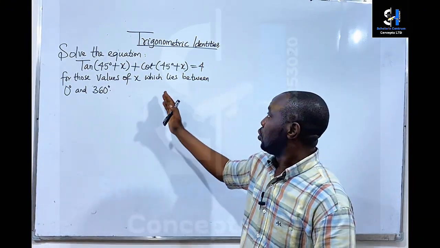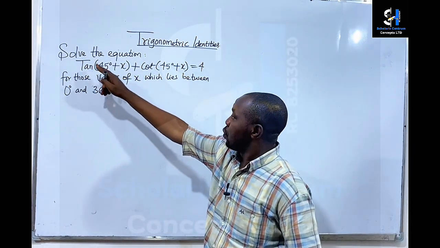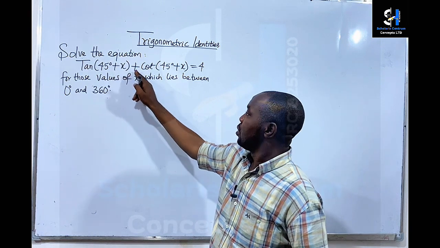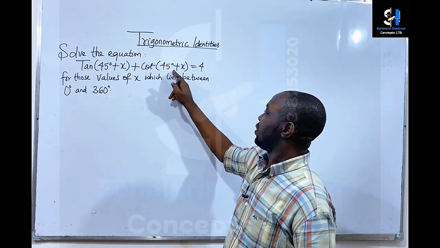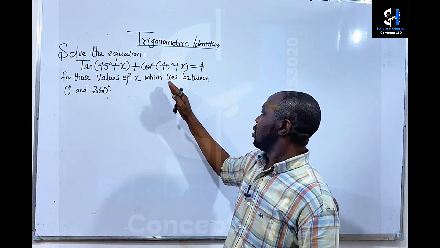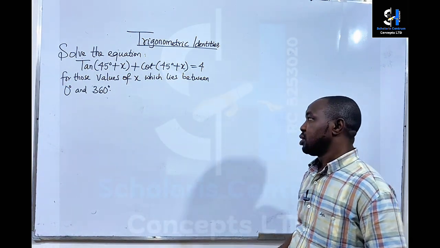Here is a question on trigonometric equation. We are asked to solve the equation tan(45 degrees plus x) plus cot(45 degrees plus x) equals 4, for those values of x which lie between 0 degrees and 360 degrees.